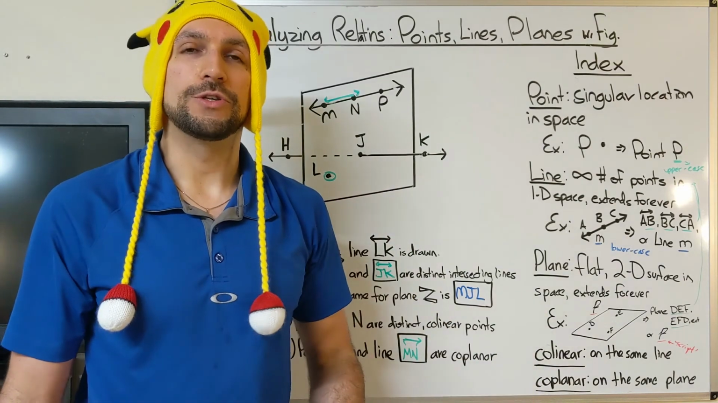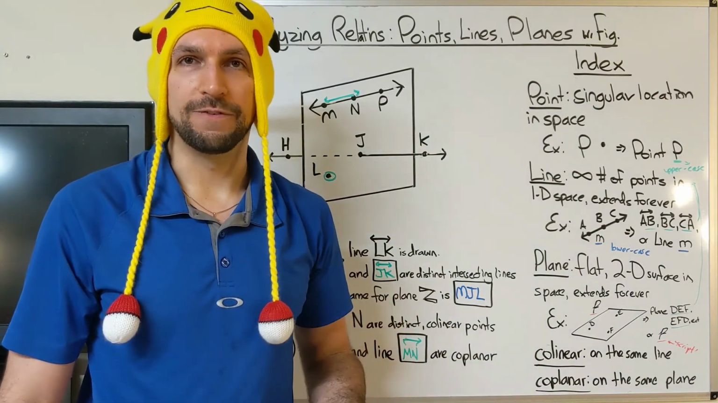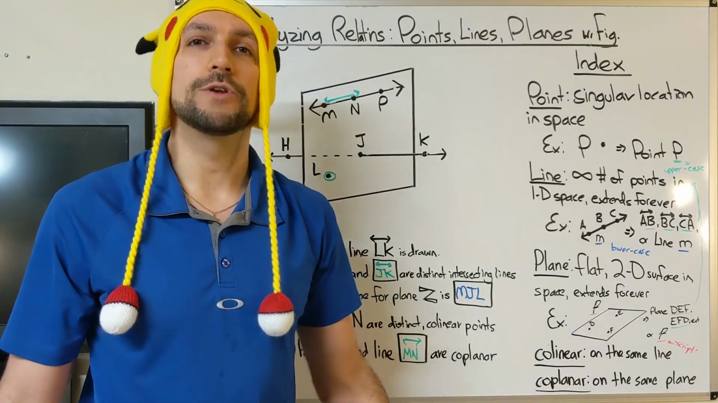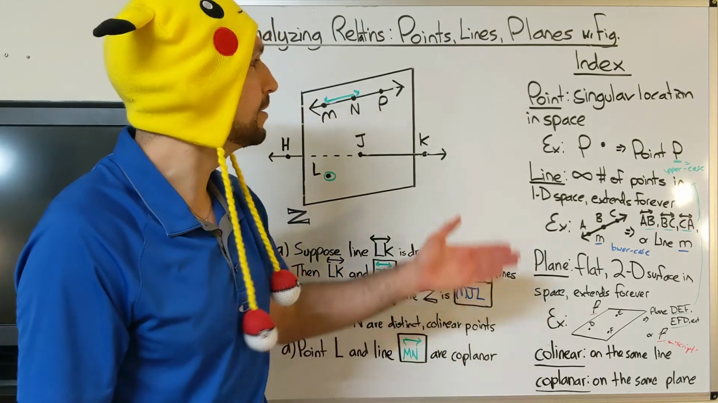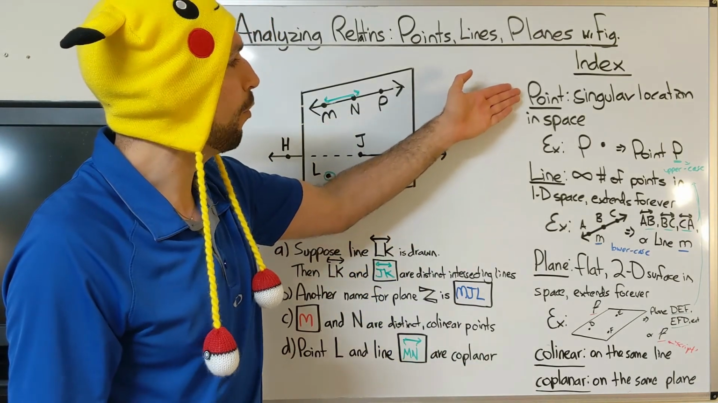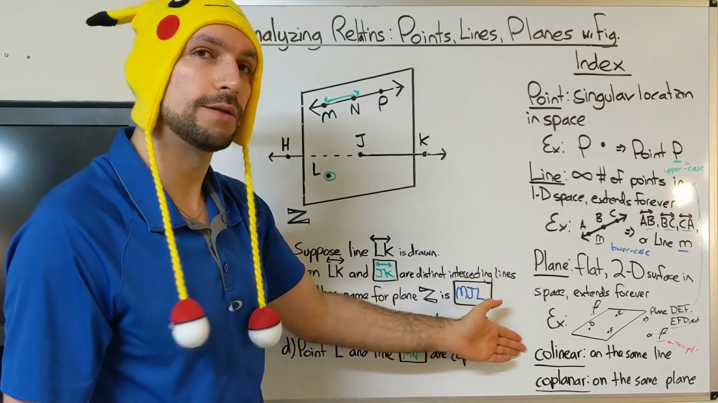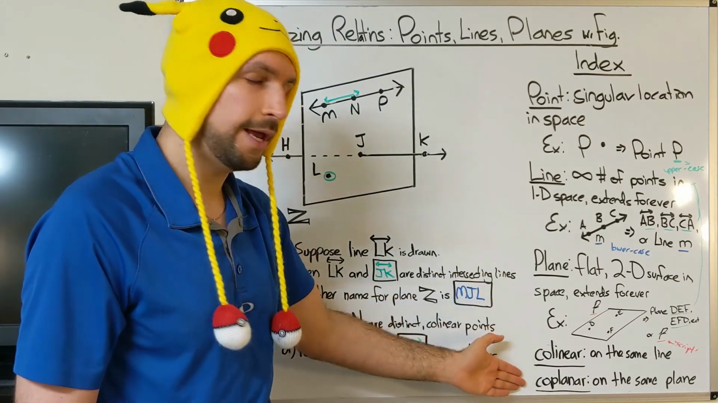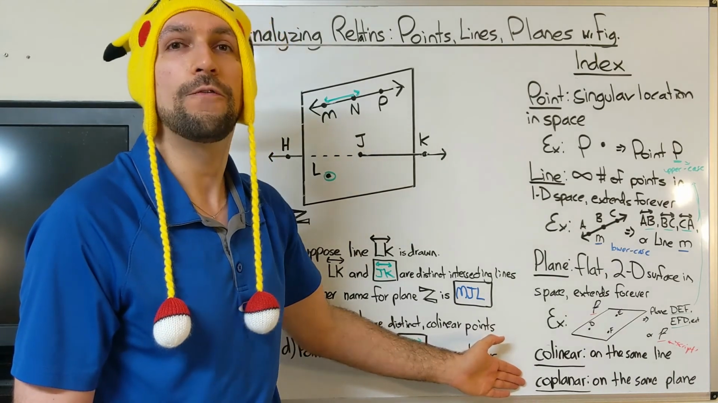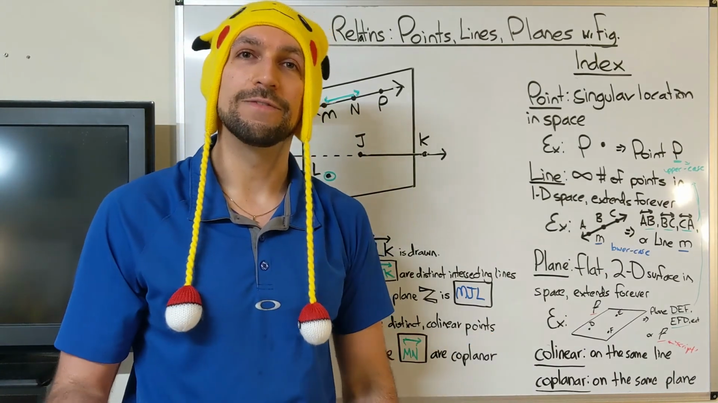Now there's lots of questions you could be asked about these types of figures, and each of them is going to have its own complexities. But if you go back to your base definitions of point, line, plane, and what it means to be collinear, lying on the same line, or coplanar, lying on the same plane, hopefully you can be super effective at solving these problems.